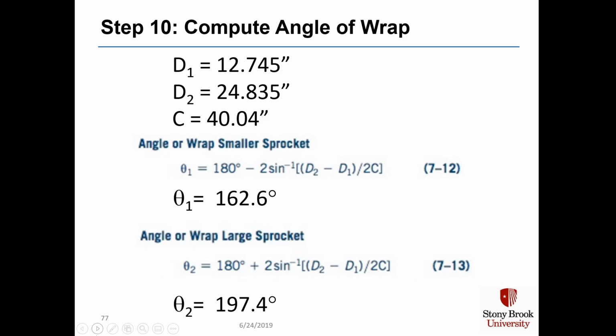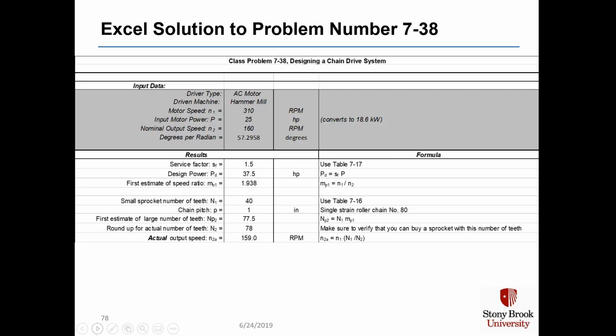We compute the angle of wrap using our formula shown in the middle and figure out that the angle of wrap of the smaller sprocket is 162.6 degrees. That of the larger sprocket is 197.4 degrees. You will always find the angle of the large sprocket will be greater than 180 degrees, and the angle of the smaller sprocket will always be less than 180 degrees.